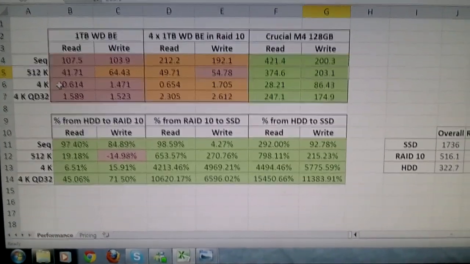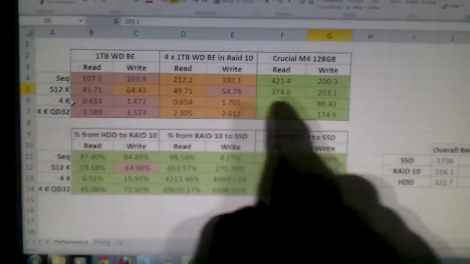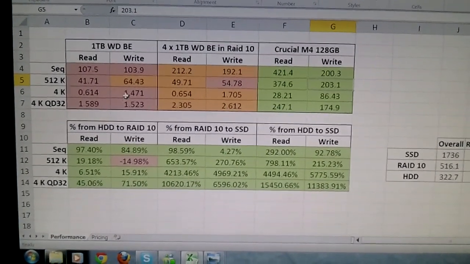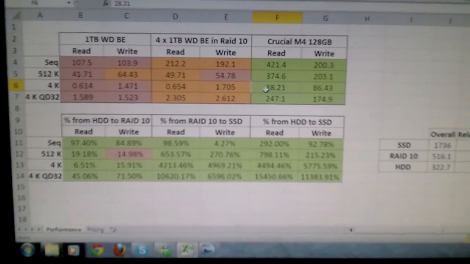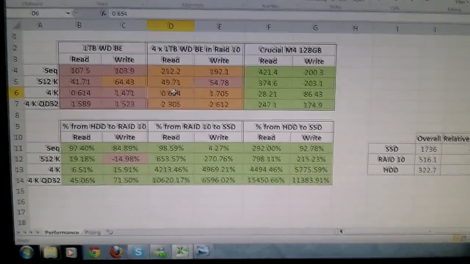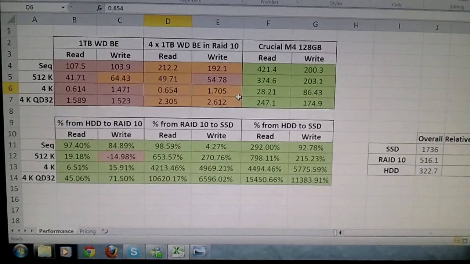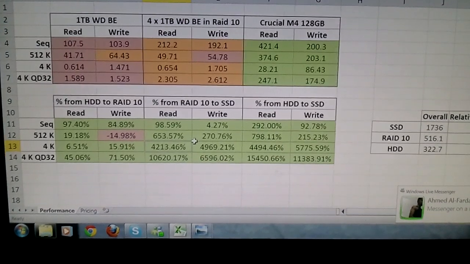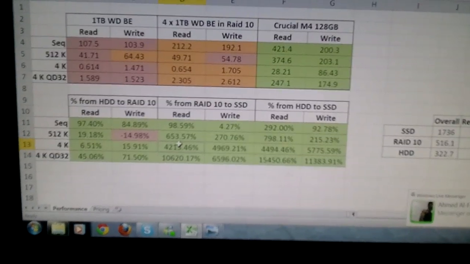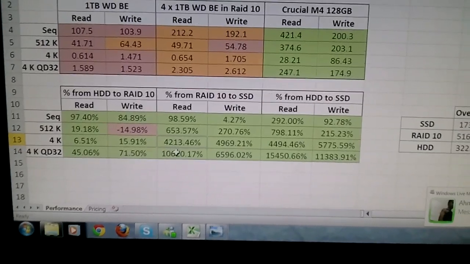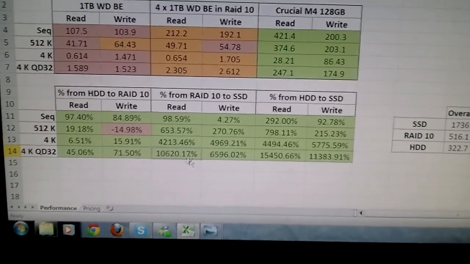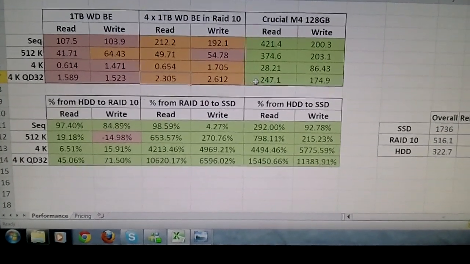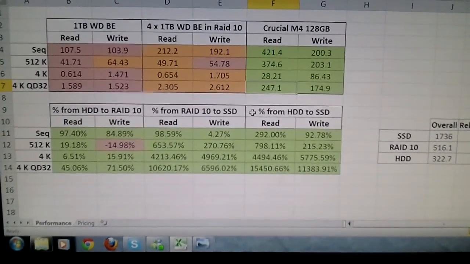Now for the 4K, it's really small chunks, so a lot of processes have to happen, and I guess the controller becomes a limit here, even for the SSD. You see, for the RAID configuration, here it is 0.6, and then the Crucial M4 is 28. So how does that translate? A 4,000% increase in performance. Now, for the 4K Q-Depth 32, it's a 10,000% increase. Oh my god! Because it's from 2 MB to 247. So that's a huge jump.